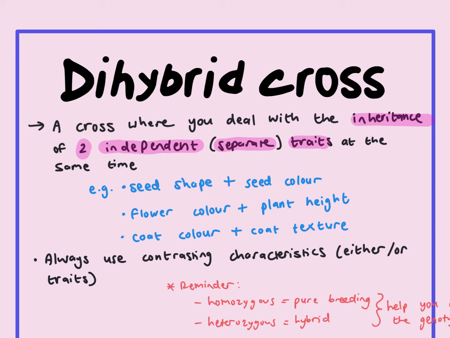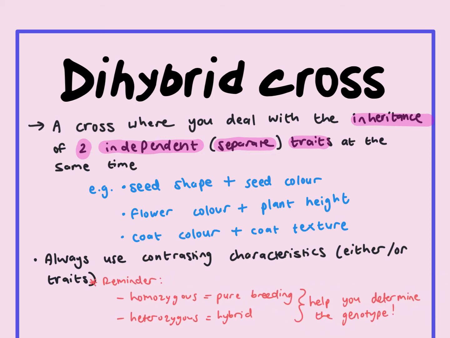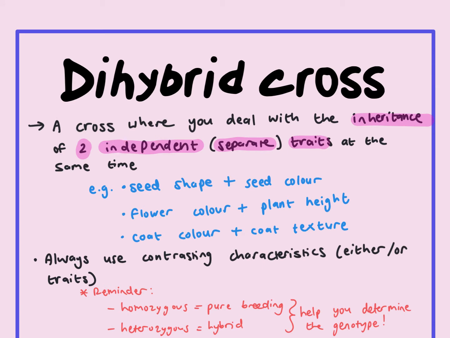So a final reminder, homozygous, remember the other word we use for it is pure breeding. So that is a clue given to you in the question. Heterozygous means it's a hybrid. So the reason we tell you those terms, either homozygous, pure breeding, or heterozygous or hybrid, is to help you determine the genotype, to know if it's two dominant alleles or a dominant and recessive allele.